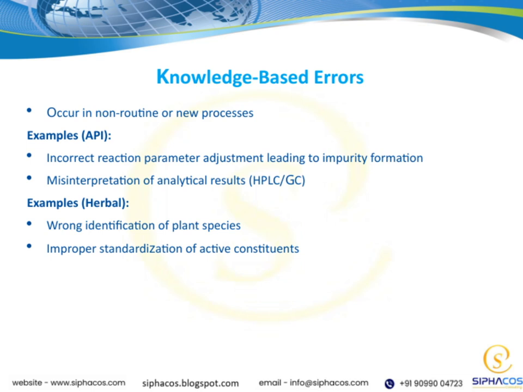Another example is misinterpreting analytical results, like from HPLC or GC, which can cause incorrect conclusions about the product's quality. In herbal medicine, knowledge-based errors can occur if the wrong plant species is identified, or if the standardization of active constituents isn't done properly. These errors highlight the importance of thorough knowledge and accurate interpretation when working with complex or new processes. Recognizing these potential pitfalls helps us improve quality and safety across both pharmaceutical and herbal products, reinforcing the overall theme of understanding and vigilance in our work.